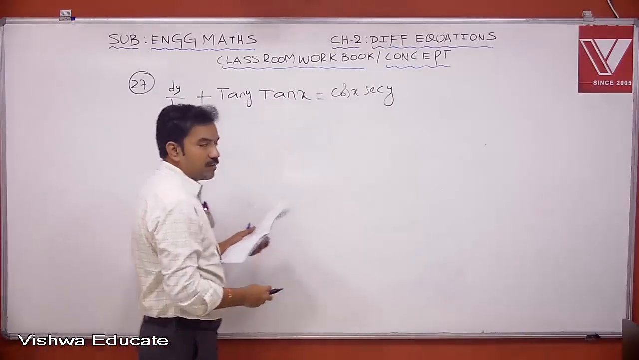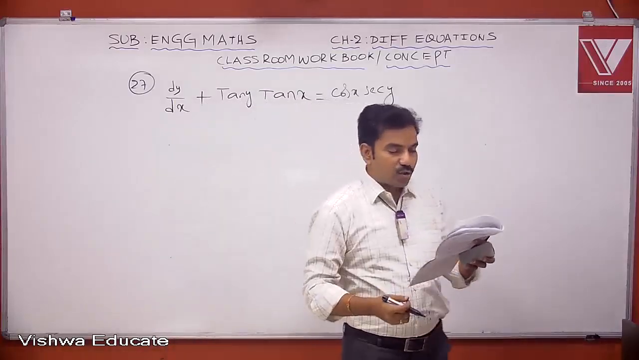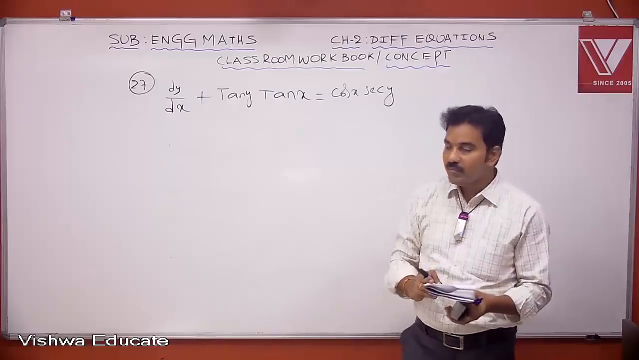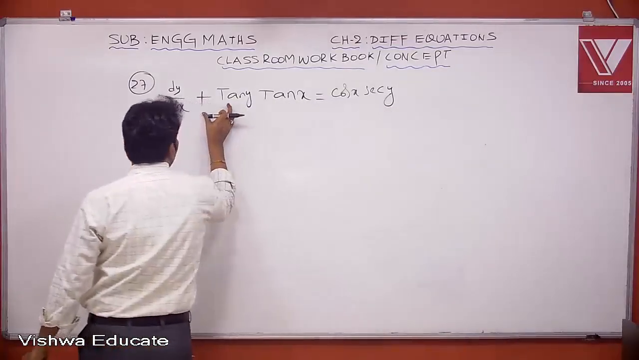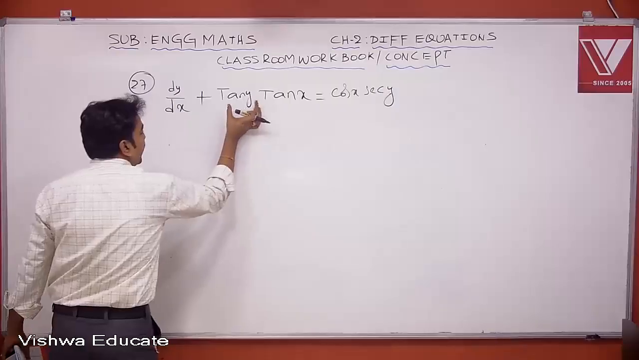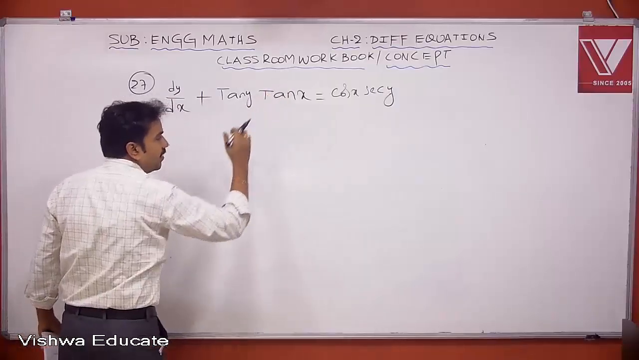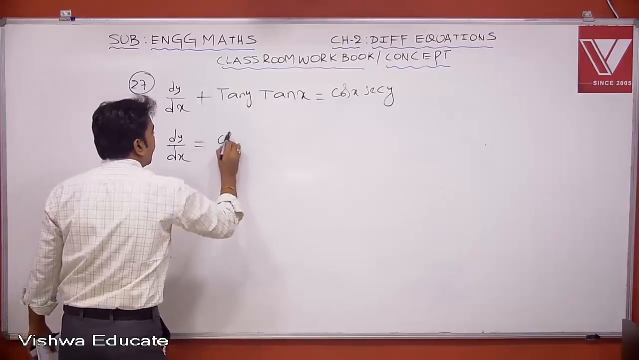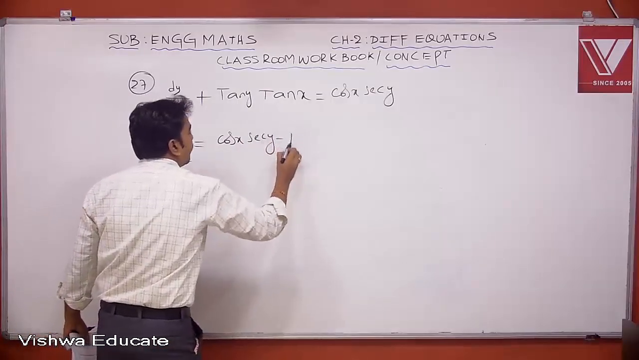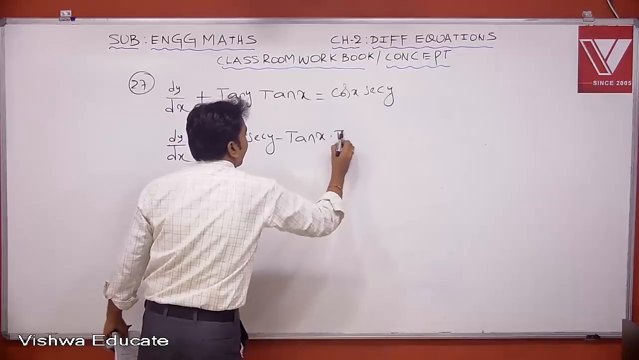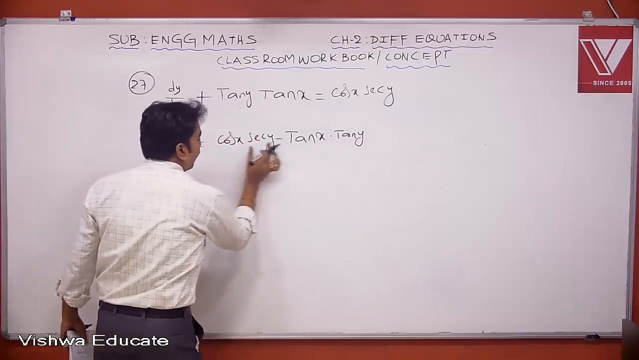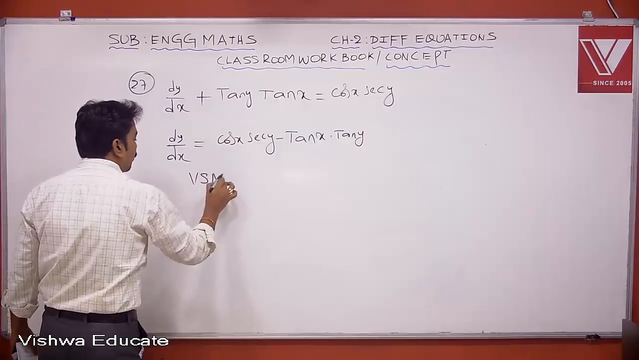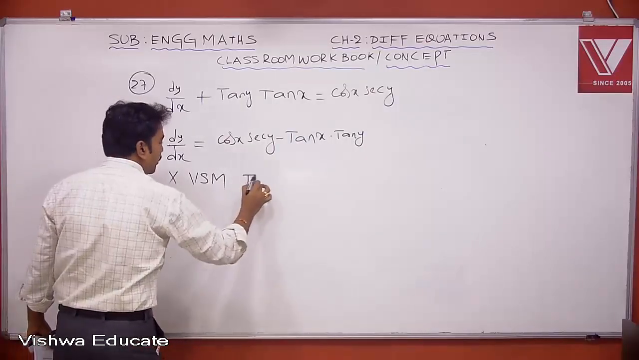Now let us try to solve this equation. They are asking directly for the general solution of this equation. No boundary condition is given, so we need to find the general solution. You cannot handle this by separation of variables. When you take tan y tan x to the right side, the equation becomes dy by dx equal to cos x into secant y minus tan x into tan y. Now between functions of x and functions of y there is a minus symbol, so the variable separable method is not possible. That is, method 1 is not possible.